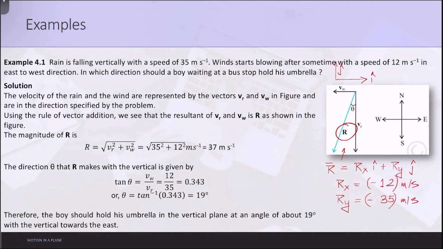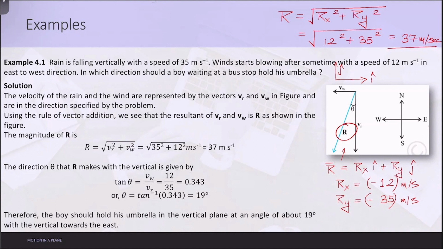We have understood this concept: if we know the value of Rx and Ry, how can we calculate the value of R? This R can be calculated as the square root of Rx square plus Ry square. Correct? So let us calculate that. This will be nothing but the square root of 12 square plus 35 square. If you calculate this, you will get the answer as 37 meter per second. Fine. So we calculated the value of the resultant.